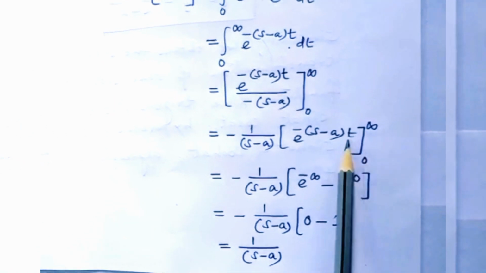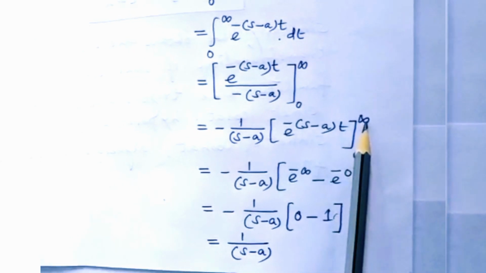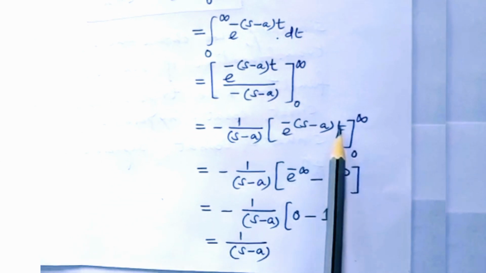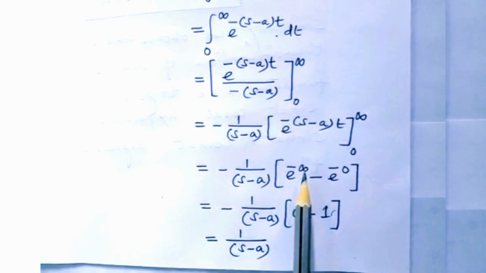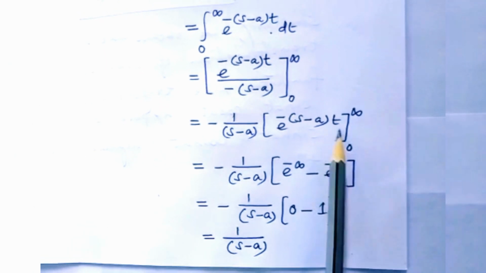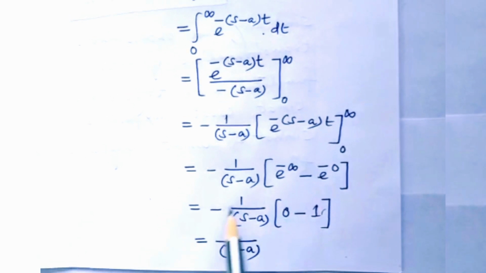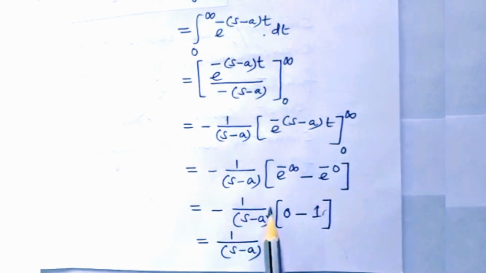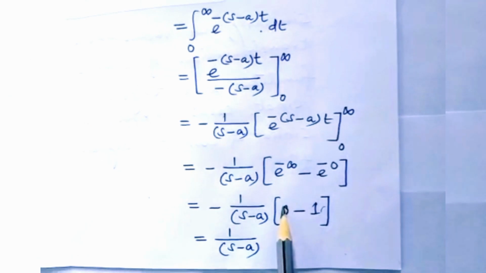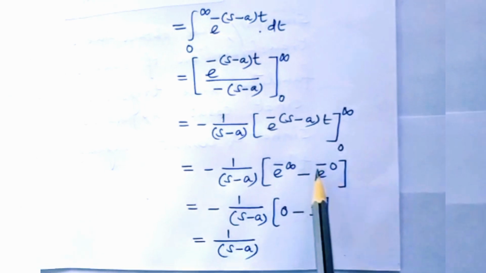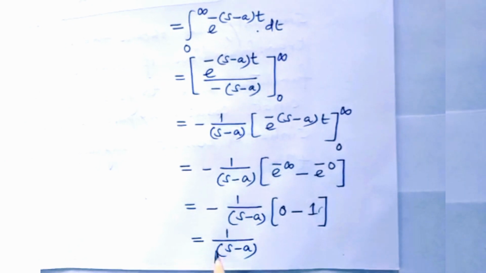As we have integrated with respect to t, we will be replacing the variable t first with infinity and then with 0. The moment I replace t with infinity, the entire factor becomes e to the power of minus infinity, and when we replace t by 0, it becomes e to the power of minus 0. Now minus 1 divided by s minus a will remain unchanged. The value of e to the power of minus infinity is 0, whereas the value of e to the power of minus 0 is 1. So on solving, we will get 1 divided by s minus a.